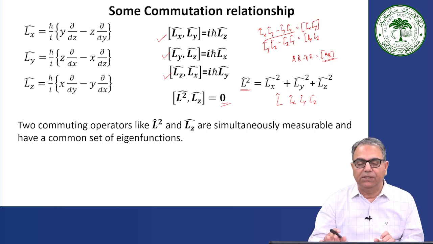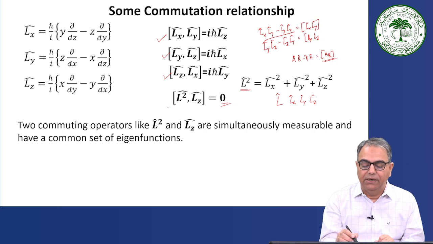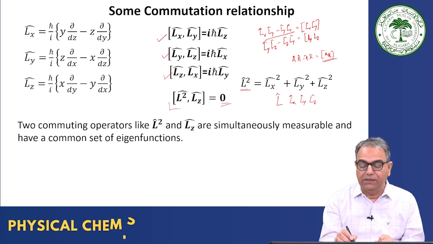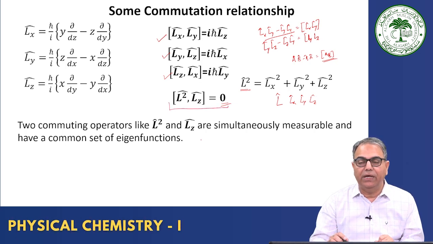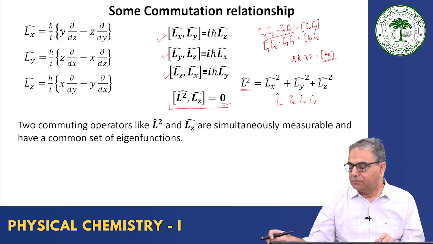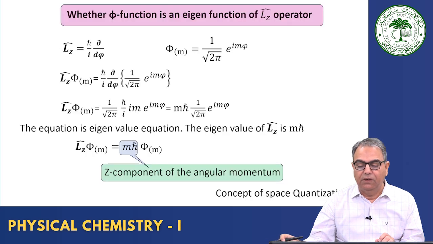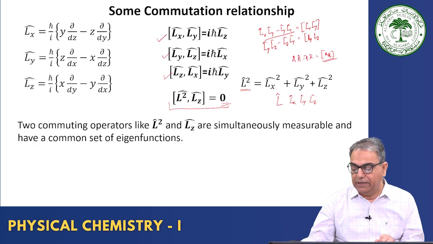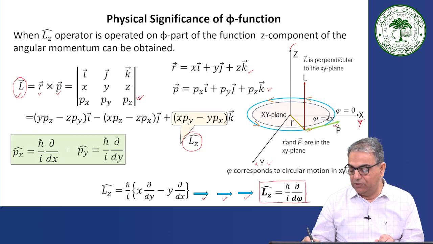But some of the commutation relationship is this one, and this is important: this commutation relation tells you that the two, L square and Lz, can be determined simultaneously and precisely. If you do that, and if you check whether the phi function is an eigenfunction of the Lz operator, I have taken Lz as equal to h cross by i del by del phi.